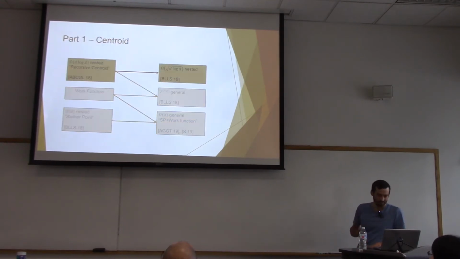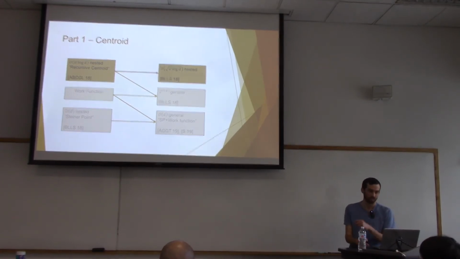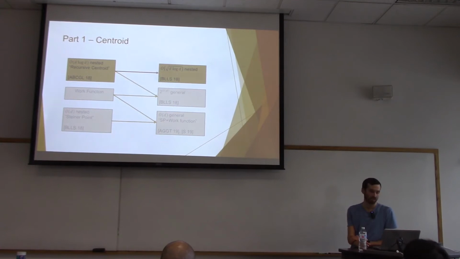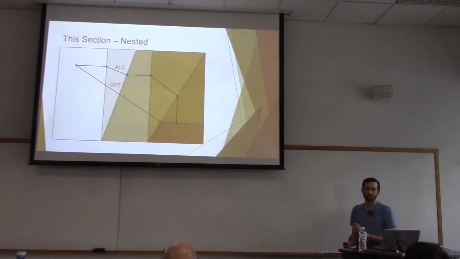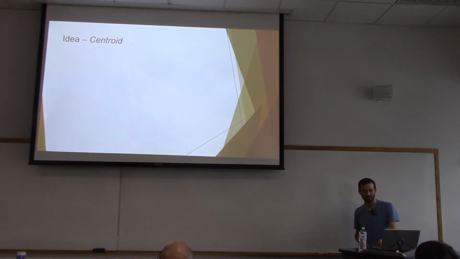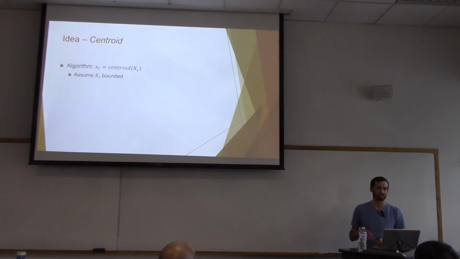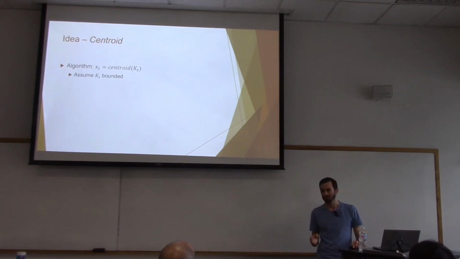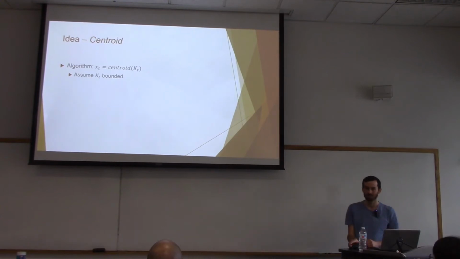Okay. So the first part, we're going to talk about the idea of the centroid for chasing convex bodies. In this section, I'm just going to talk about the nested case. So forget about the general case. We're always talking about nested for the next few minutes until otherwise specified. The basic idea is I'm just going to play the centroid of the current feasible set at every single time. And for the moment, we'll assume that the feasible set is bounded so that the centroid is well defined. We'll deal with that assumption in just a second.